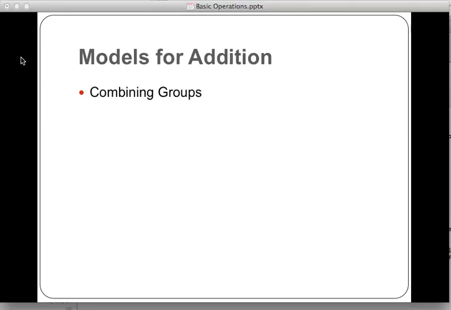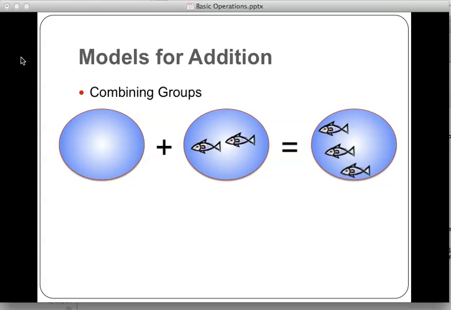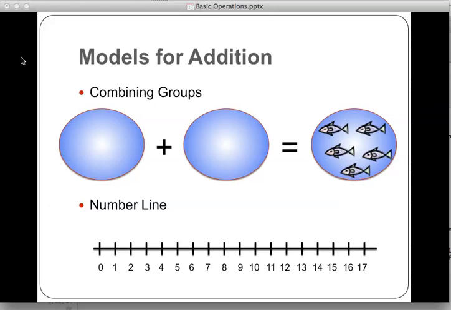So to model addition at the concrete level, there's really only 2 simple ways to do it. One is combining groups. The other is with a number line. The number line takes us beyond concrete and semi-concrete. It takes us into the semi-abstract world, where we have symbols and mental images of symbols. So if you're going to teach addition, typically there's 2 ways to model addition.